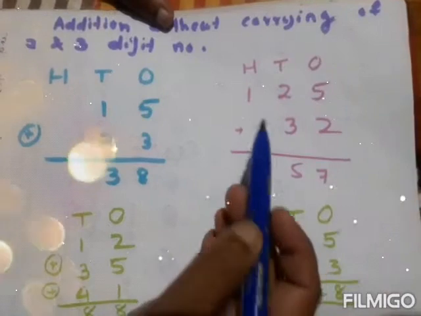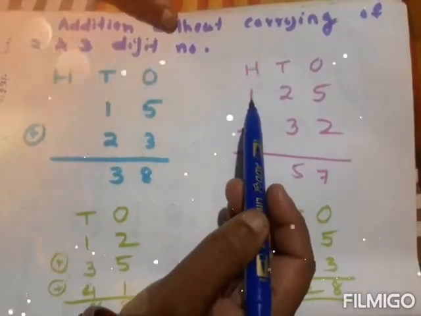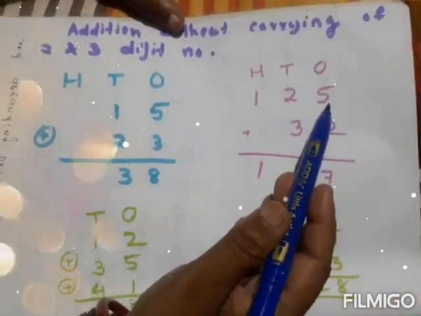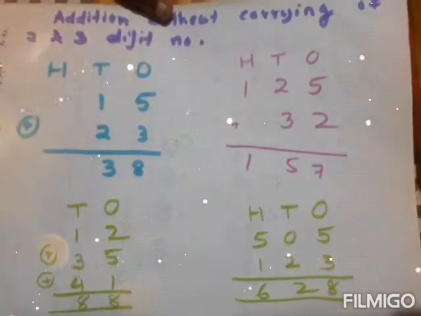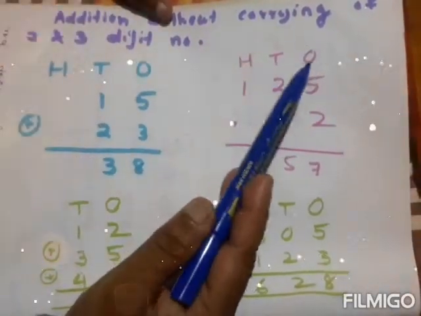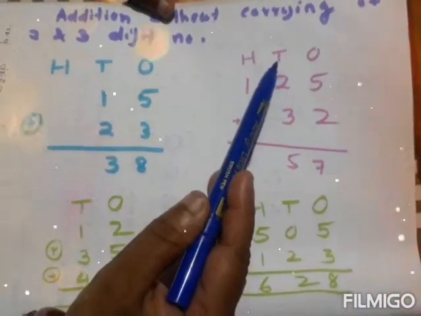For better understanding, I am giving one more example to you. Suppose the number given to you is 125. It's a 3-digit number, and plus 32. It's a 2-digit number. How will you arrange this one, children? You have to first write down HTO. H stands for hundreds, T stands for tens, and O stands for ones.